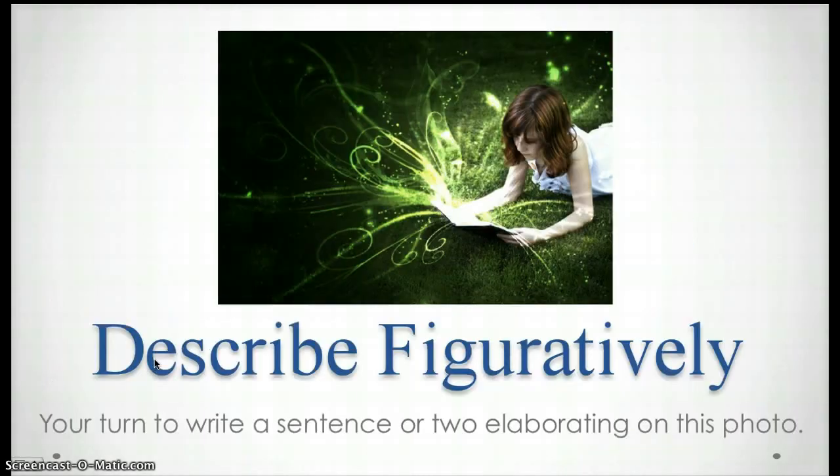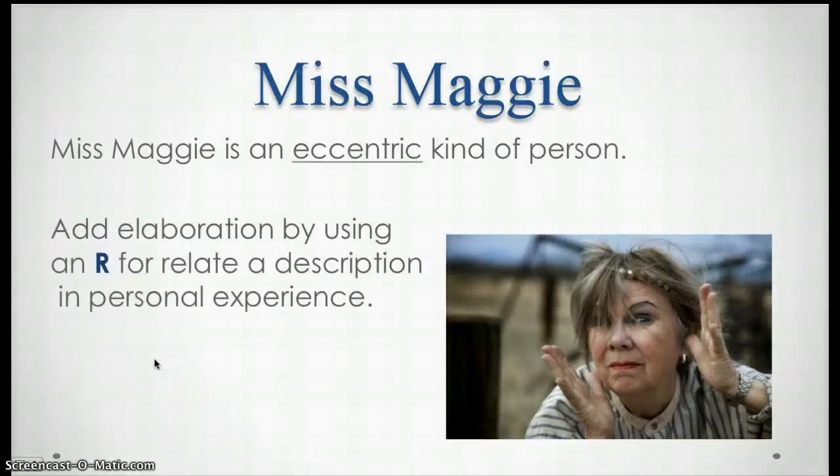Now you give it a try. Describe this photo figuratively in a sentence or two. Pause the video, and then resume when you're finished. And finally, here's Miss Maggie one more time. Miss Maggie is an eccentric kind of person.